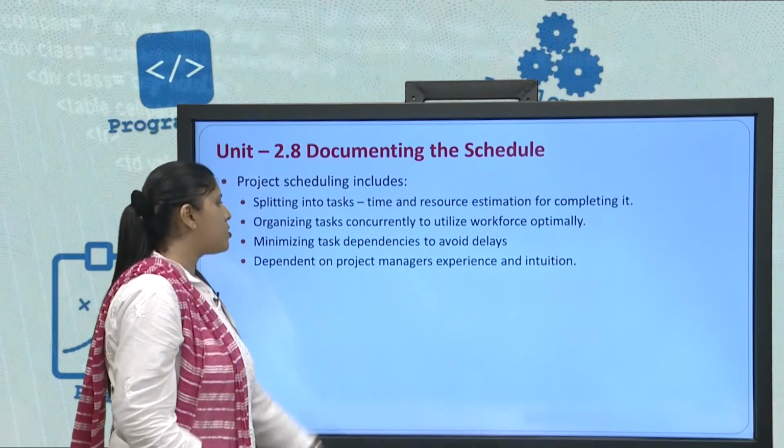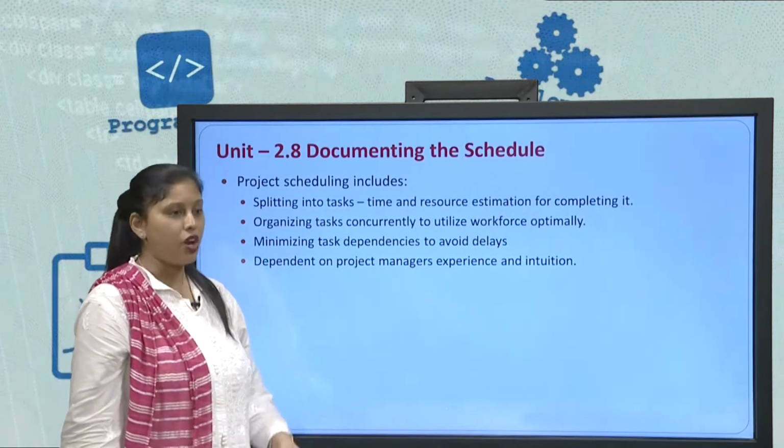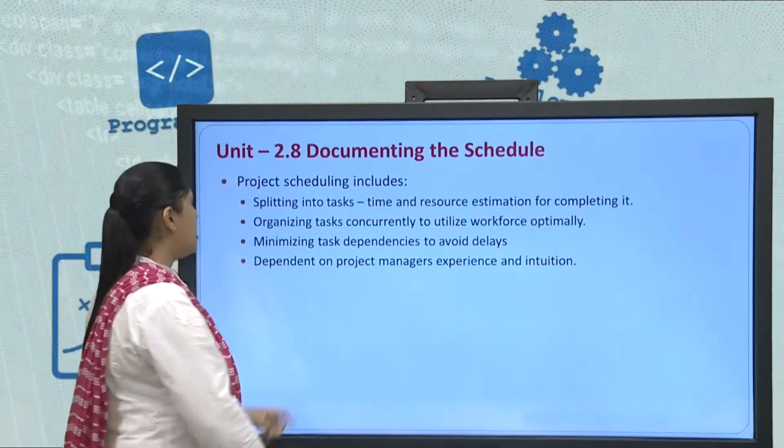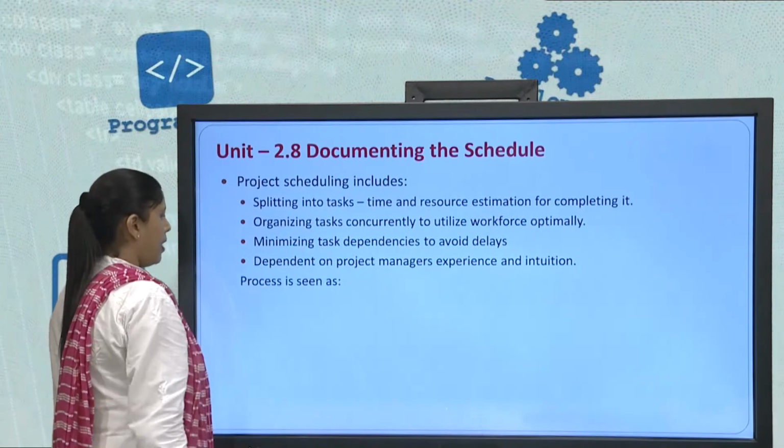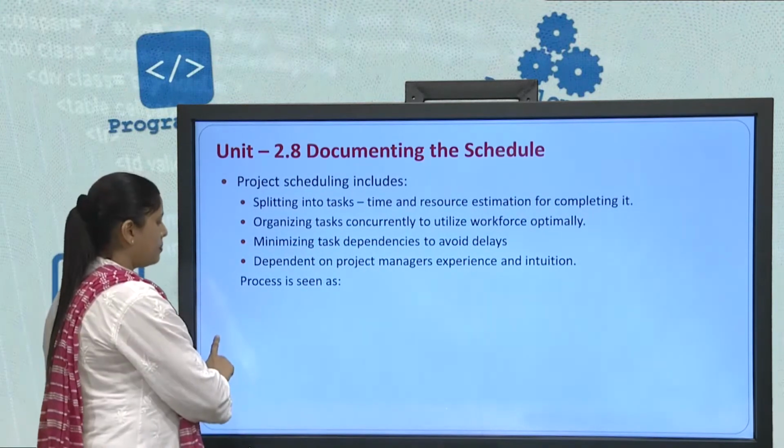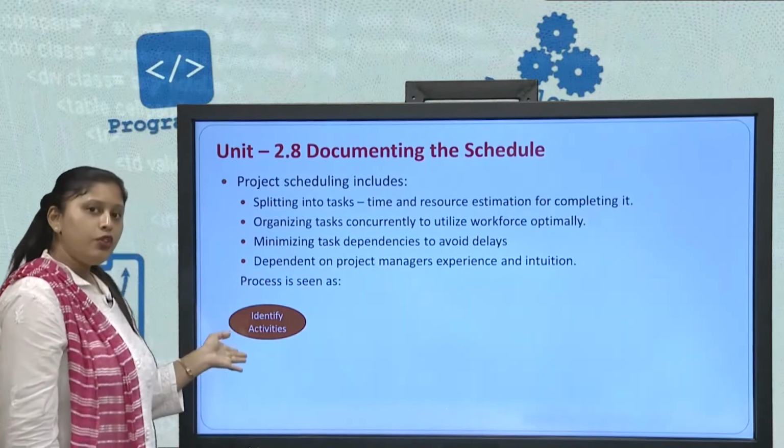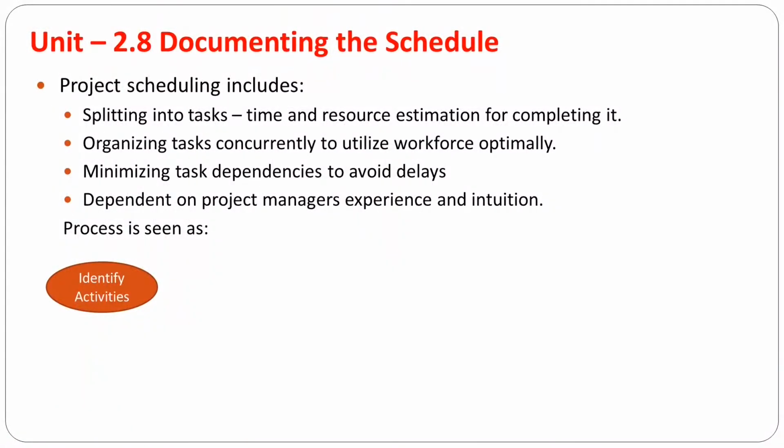And it is dependent on the project manager's experience and intuition, it is always on the project manager's experience that a particular task is done. Let us see how the process is done. Please pay attention. We have to first identify the activities. Whatever activities are there, just identify all those activities. After identifying an activity, identify its dependencies, that activity 1 is dependent on maybe activity 0, or activity 2 is dependent maybe on activity 1. So, identify the activities, identify their dependencies.